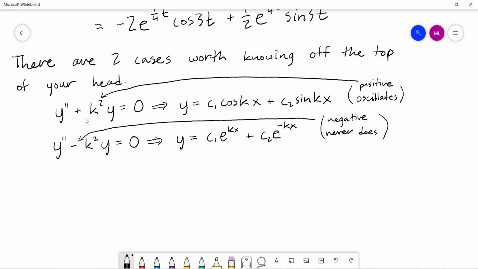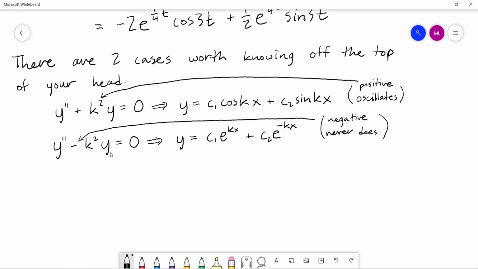But these types of equations will show up a ton in practice going forward, especially if you ever take a partial differential equations class. These expressions show up all the time, and if you know them off the top of your head, it makes your life so much easier.